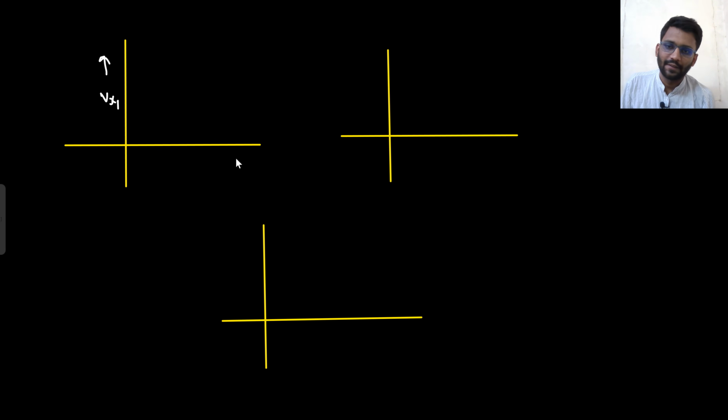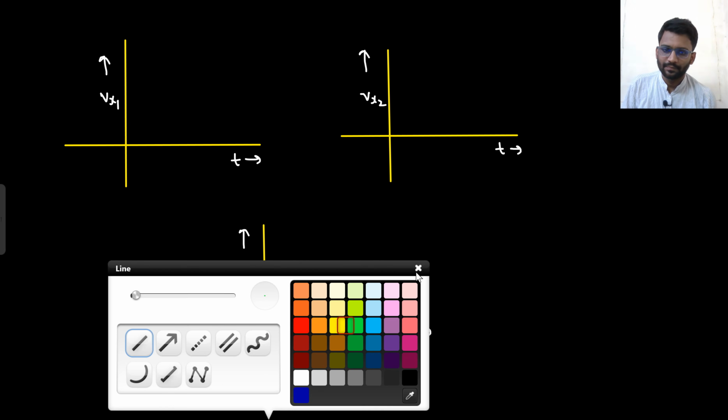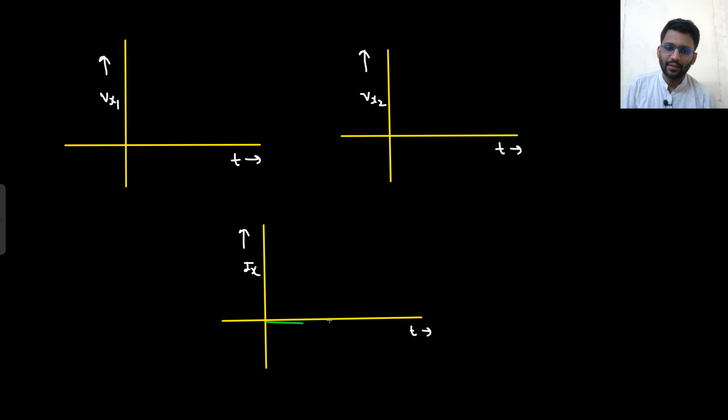Vx1 versus T, Vx2 versus T, and Ix versus T. Always 0 ampere current.